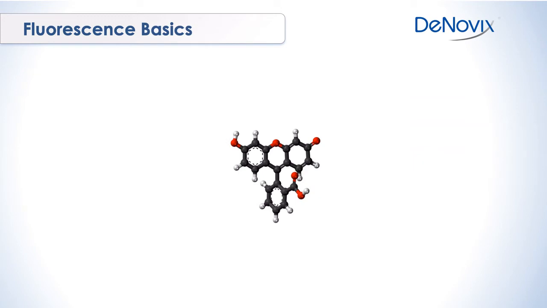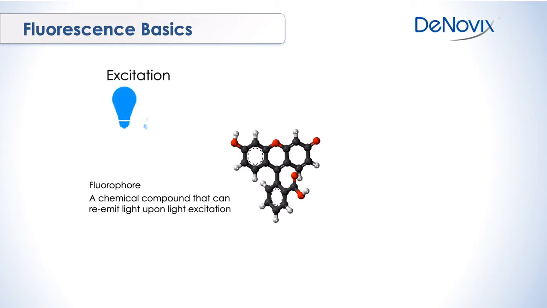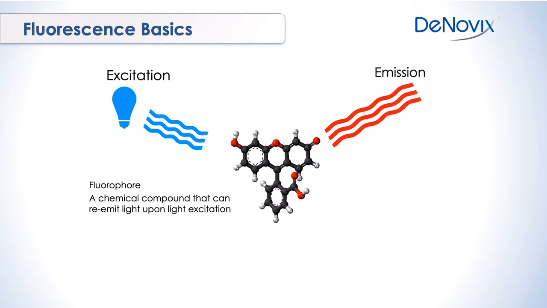So for the basics of fluorescence, this is a fluorescent molecule. This happens to be fluorescein. And a fluorophore is essentially a chemical compound that, once it's excited by light, re-emits light. So to take a look at how this works, we have an excitation source, which could be an LED or a lamp of some sort, and that light hits our fluorophore, and we then have emitted light, and that emitted light is always of a longer wavelength, a lower energy, lower frequency light than that which excited it.